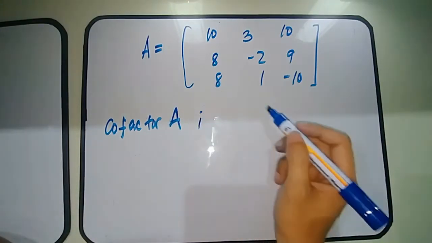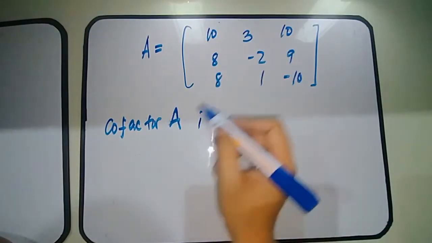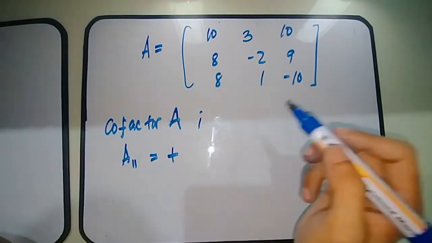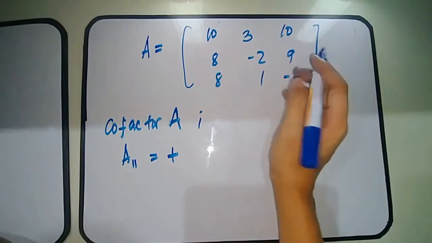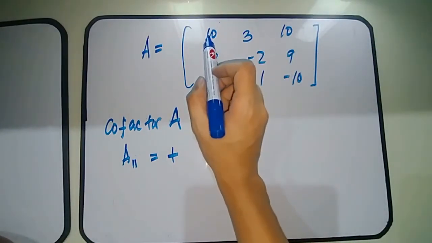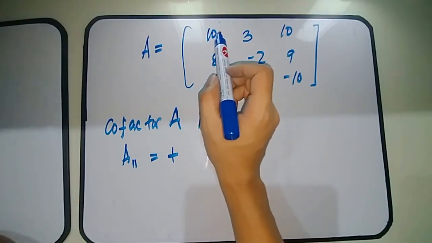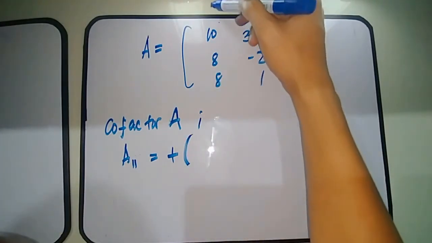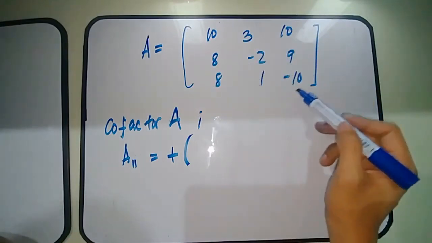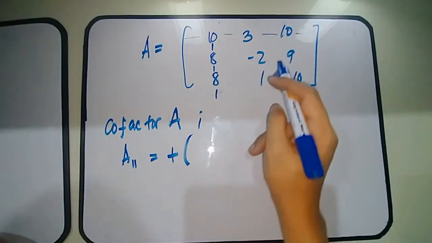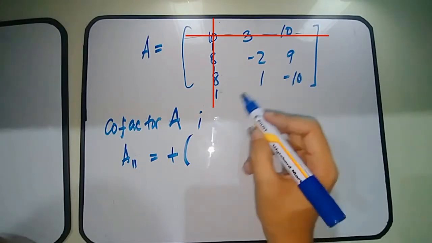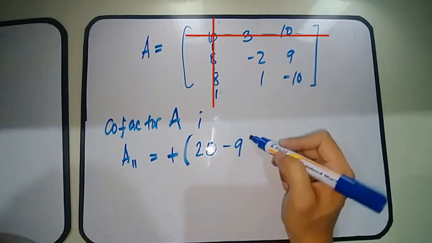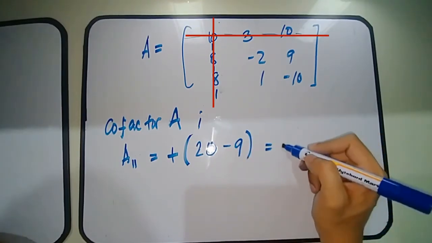So isa-isahin natin guys, no? So you have here yung 10. So for 10, you have here A, 1, 1. First row, first column. So that is positive guys. So we have here even. So 1 plus 1. So 2, that is even. So positive. Kung i-cross out natin to guys, ito yung matitira. Here. So that is negative 2 times negative 10. So that is 20 minus 9. So we have here 11.